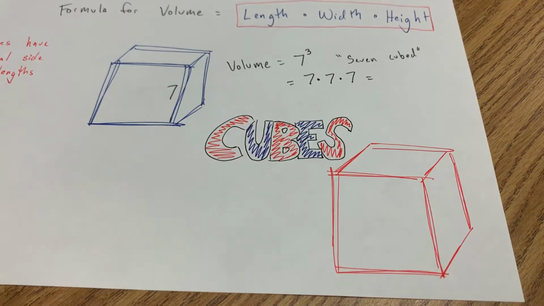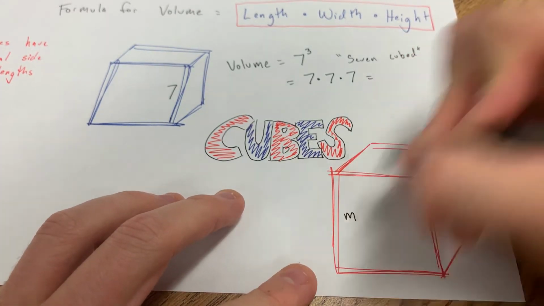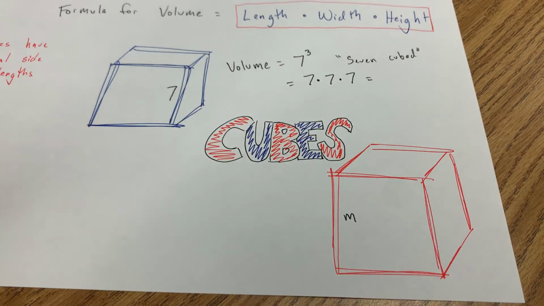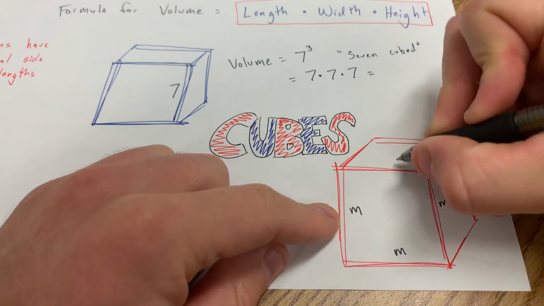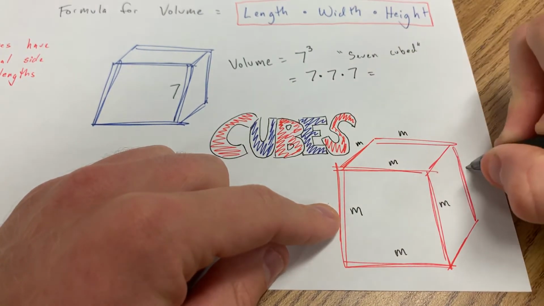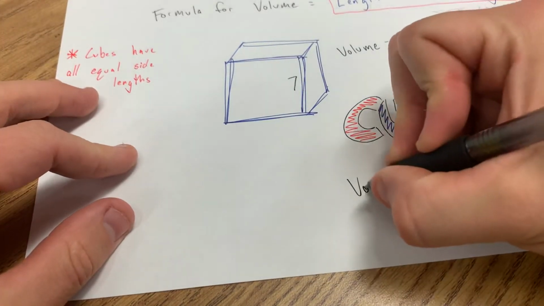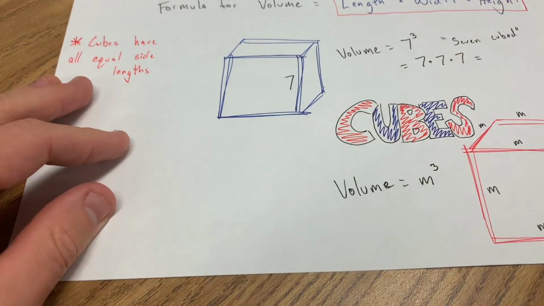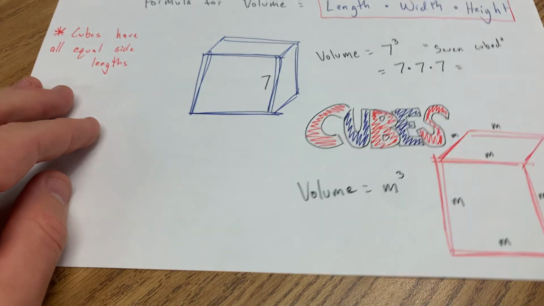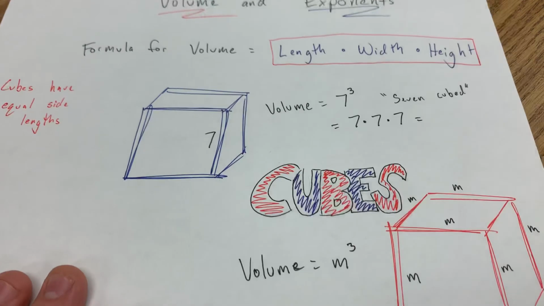Let's look at this red cube now. Let's change the side length. I'm not going to call it 7. I'm actually going to call it, let's say, M. Well, if every side is the same, that means every side is M long. Now, instead of writing it 1,000 times around this cube, and if we're just looking for the volume, I'm going to say volume is equal to M cubed. M to the power of 3. And that is why you're going to see volume and exponents related.